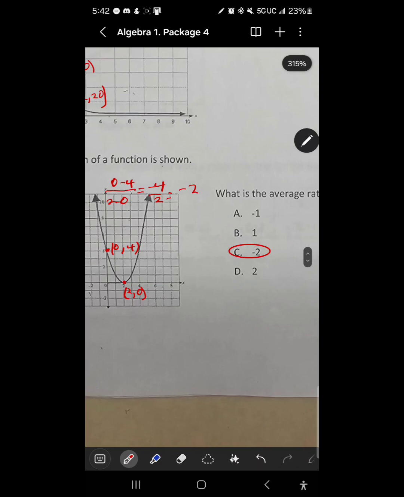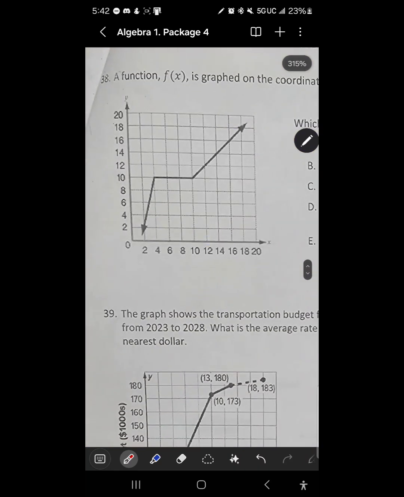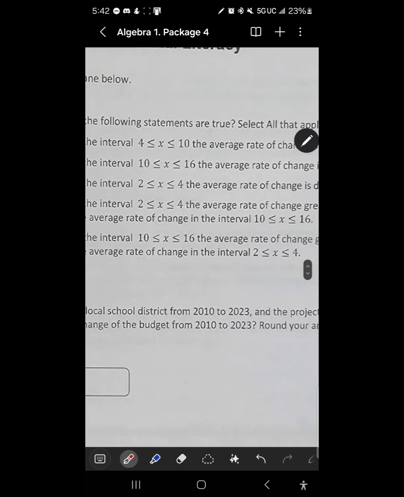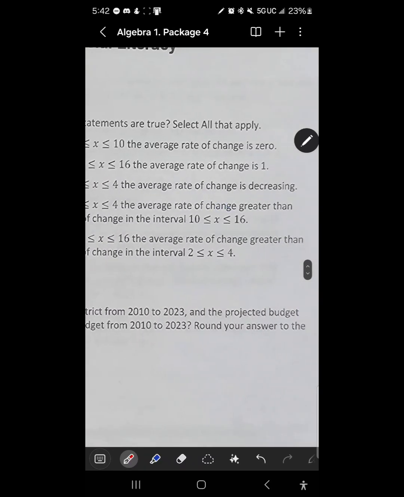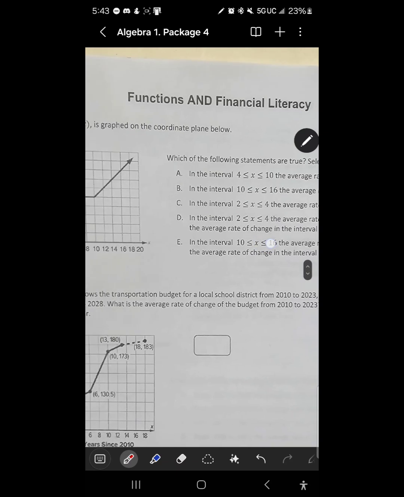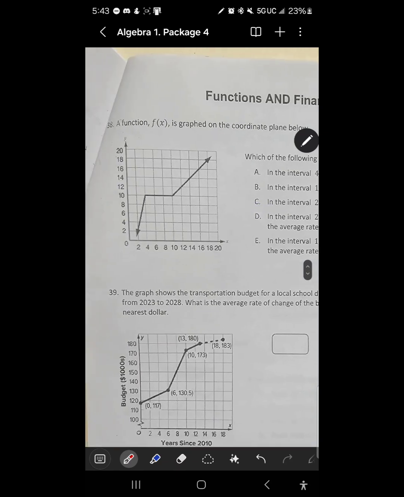Which is C in this case. Now let's see. This is another function, so it's graphed on the coordinate plane below. If the following statements are true, so it all will apply. Let's see. In the interval 4 to 10, the average rate of change is 0. So let's see, 4, 10.